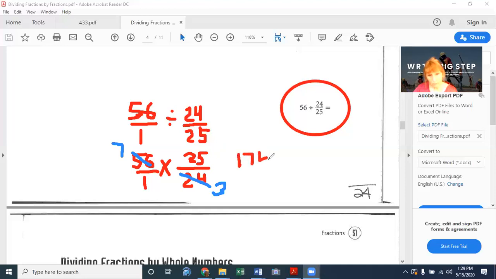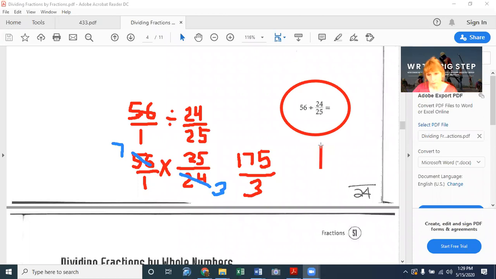Make sure that that's right. 5 times 7 is 35. Carry the 3. 14, 15, 16. Yes, 175. And on the bottom, I get 1 times 3 or 3. Still not done. I have an improper fraction, so I'm going to use my division.